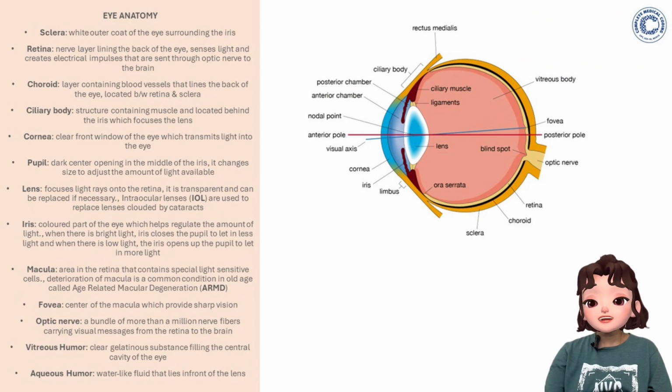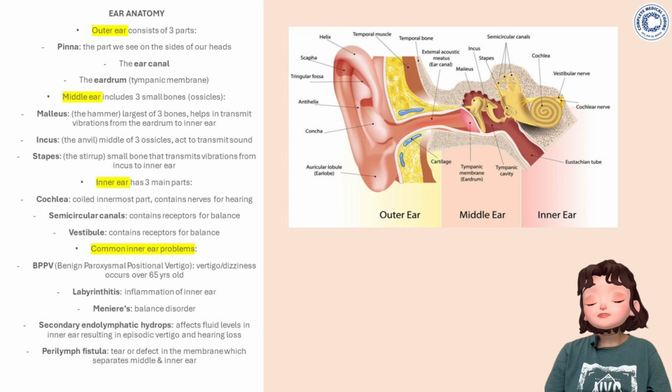Now let's move on to ear anatomy. These are the parts of the ear. There are three main parts of the ear: outer ear, middle ear and inner ear. The outer ear consists of three parts: pinna, ear canal and eardrum. The pinna is the part we see on both sides of the head. Then the ear canal, then the eardrum, also called the tympanic membrane.